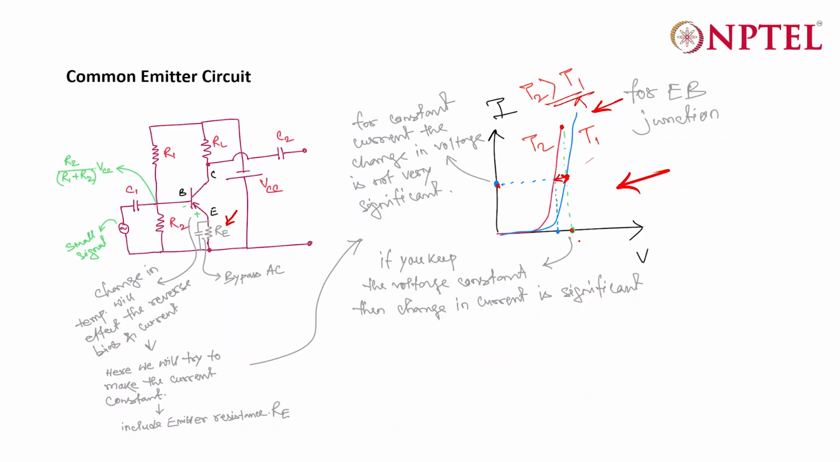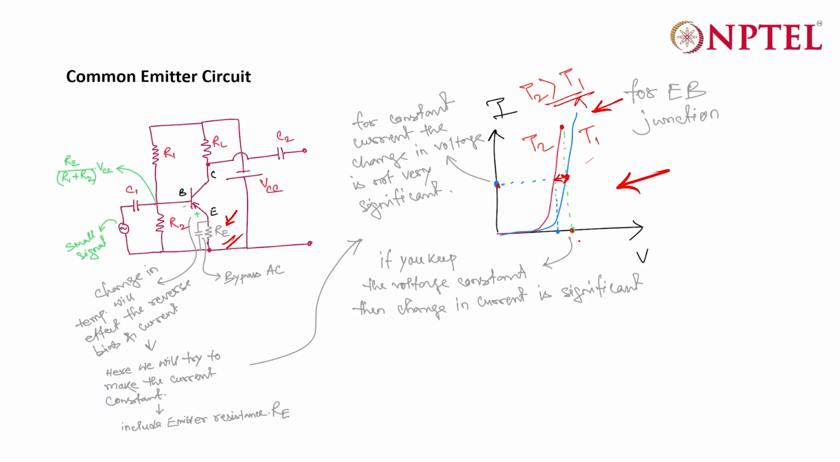So the idea is to make the current constant, and as you have an emitter resistor, that will help to maintain the current in the circuit, and that is why in many of the practical circuits you will find an RE attached to it. However, it also has an explanation from the circuit perspective that again has been discussed in the analog circuit course.